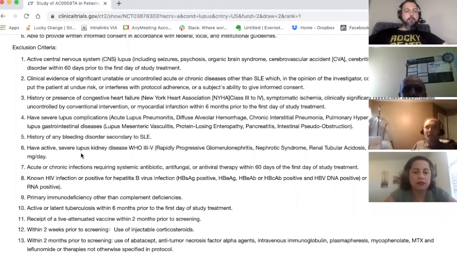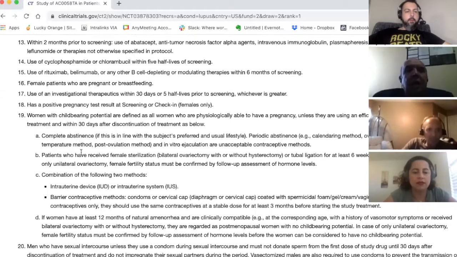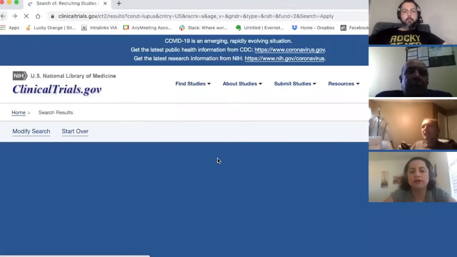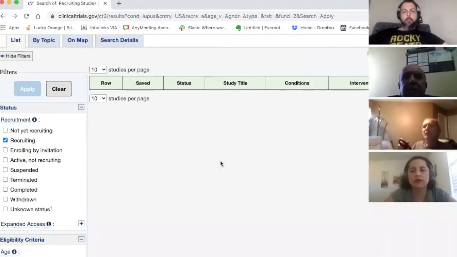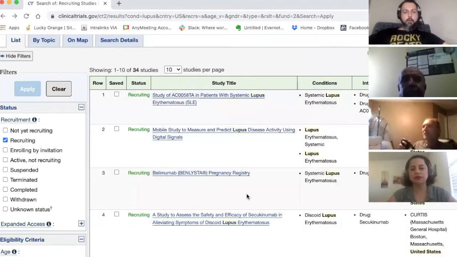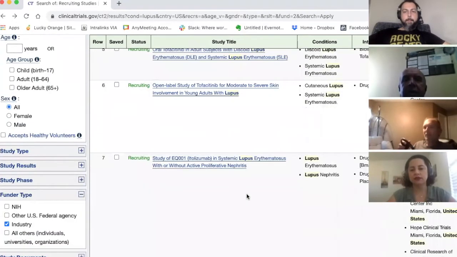Because, as you said, it is an early study, so they don't want to jeopardize the patient. They want to make sure that it is safe for the patient, even at an early stage, to be administered. Okay, let's look at this one then. Let's find another one. Did you find these studies, Monica?